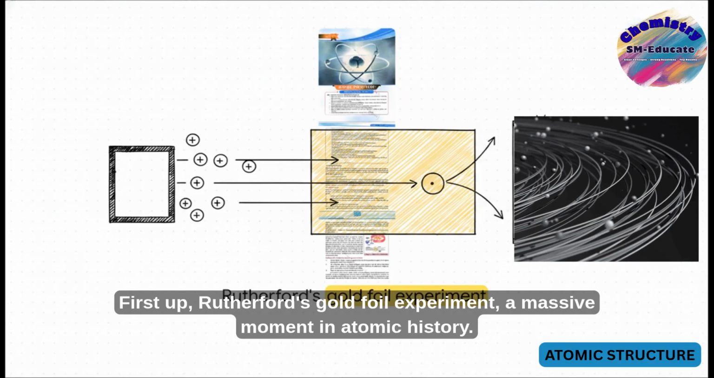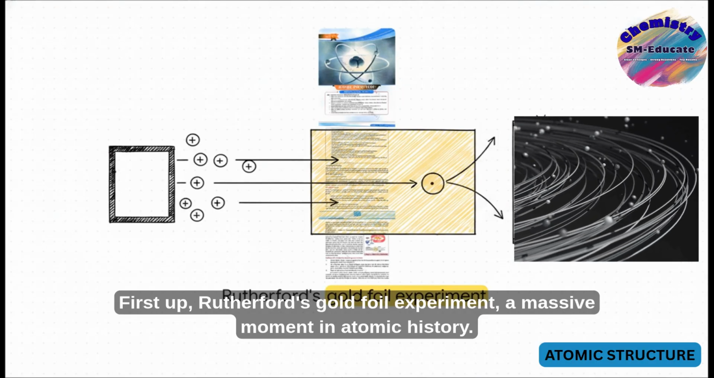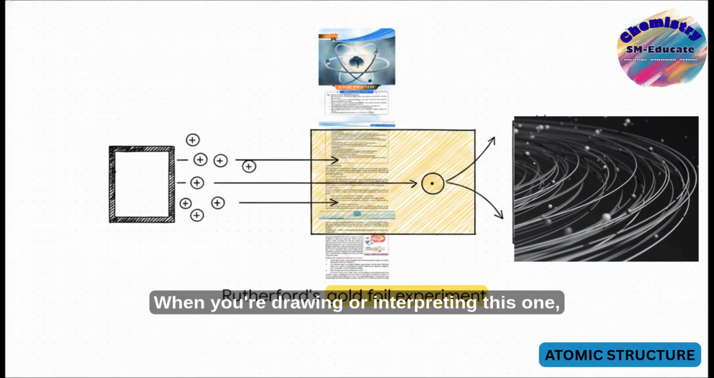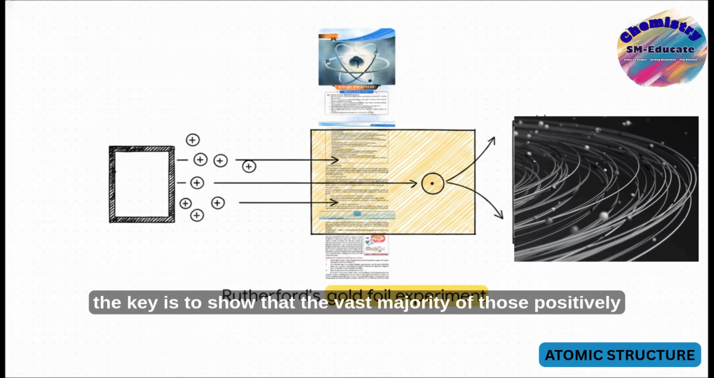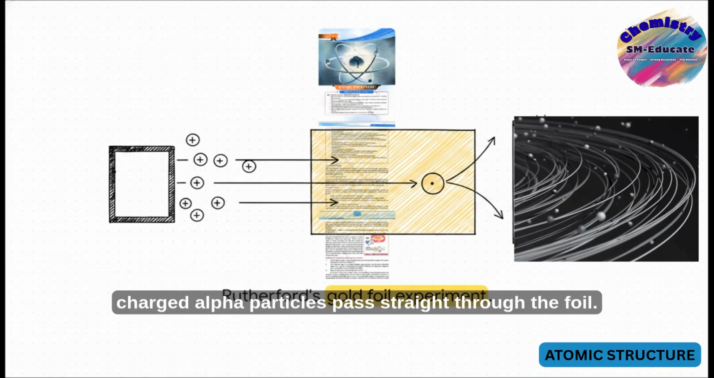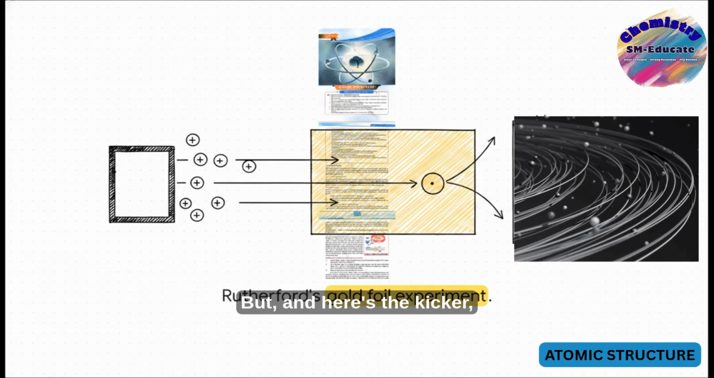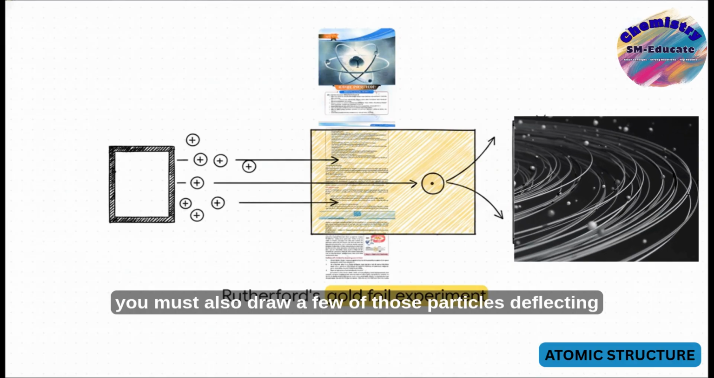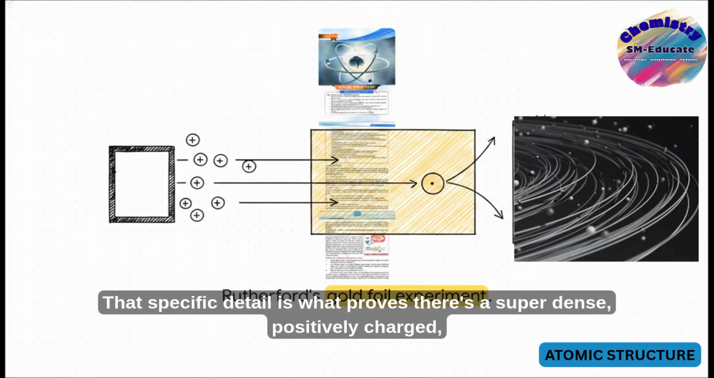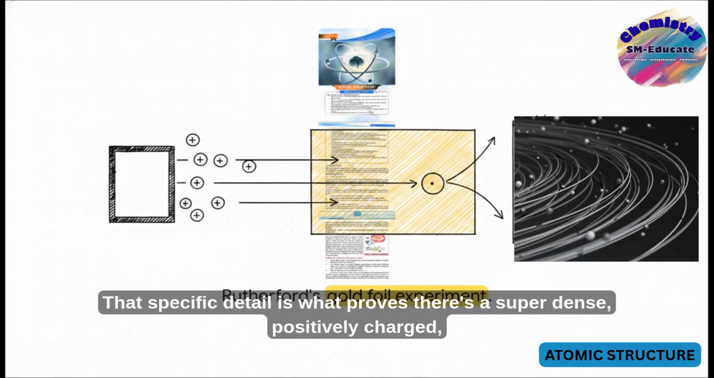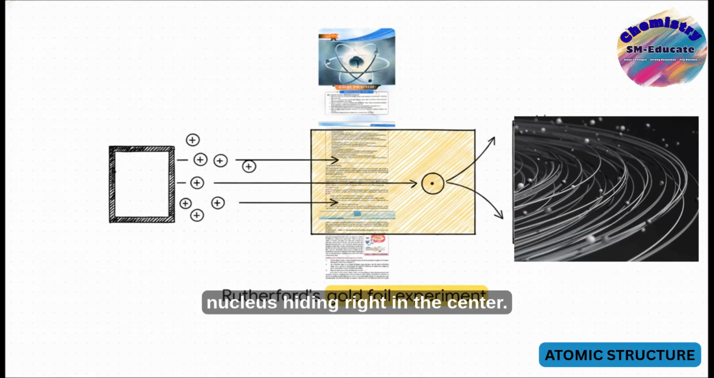First up, Rutherford's gold foil experiment, a massive moment in atomic history. When you're drawing or interpreting this one, the key is to show that the vast majority of those positively charged alpha particles pass straight through the foil. This proves the atom is mostly empty space. But, and here's the kicker, you must also draw a few of those particles deflecting at really sharp angles. That specific detail is what proves there's a super dense, positively charged nucleus hiding right in the center.